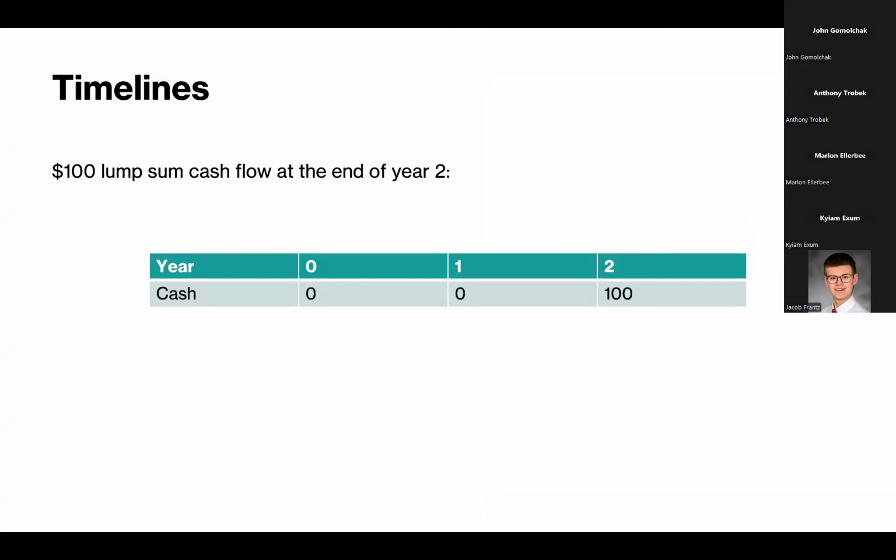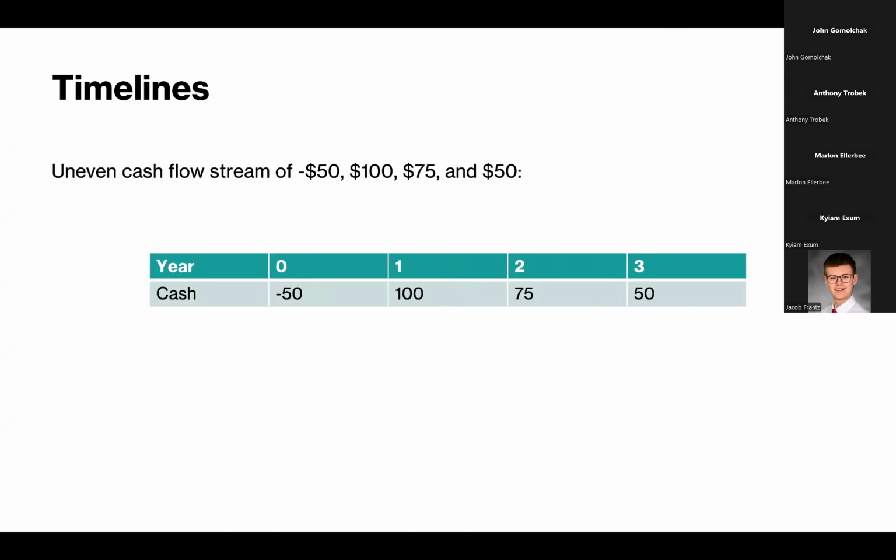The next timeline I had you make was an ordinary annuity of $100 per year for 3 years. So this is what that one looks like. And then the final timeline was an uneven cash flow stream of -50, $100, 75, and $50. And this is what that one looks like.